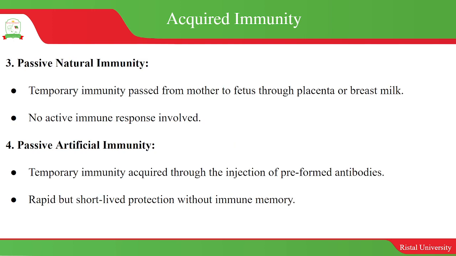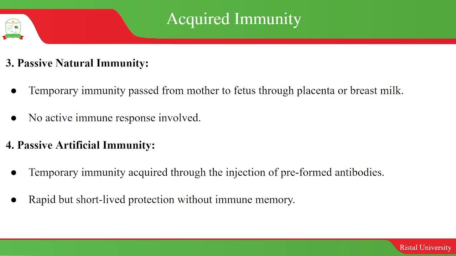And then we move to passive natural immunity. This happens, for example, when the mother's antibodies cross the placenta to protect the baby against infection, or the breast milk that the mother has contains immunoglobulins, and these will protect the baby against infections.